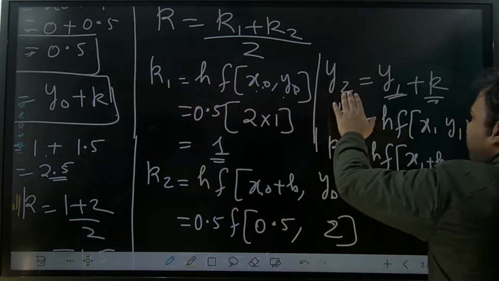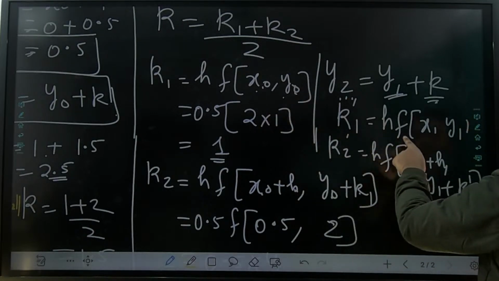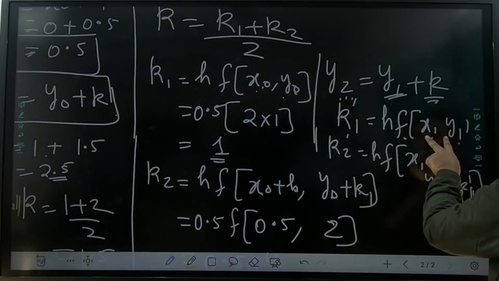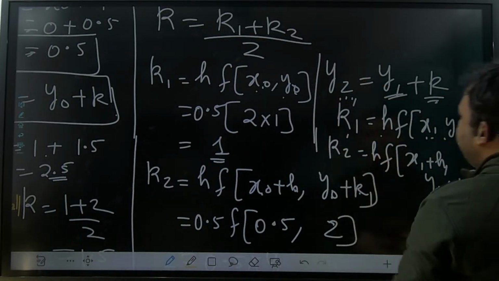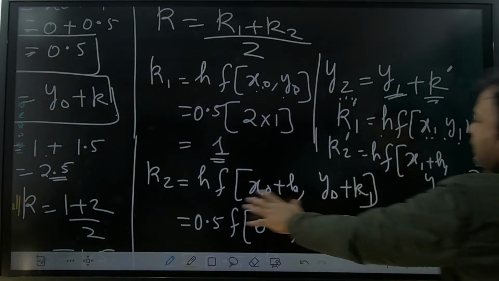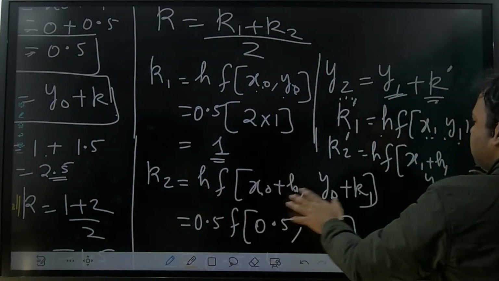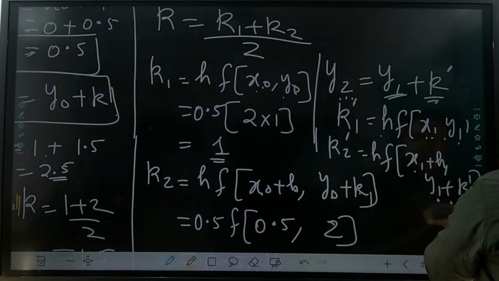Now for Y2, you use the previous condition, that is X1 and Y1. So H times the functional value of X1 and Y1. This is already known to you. Y1 is there and X1 is also there. Then what will K2 be? Let's say K1 dash and K2 dash, or let's say this is K dash. So K2 dash is again in this format: H multiplied by the function value at X1 plus H, comma Y1 plus K1 dash.